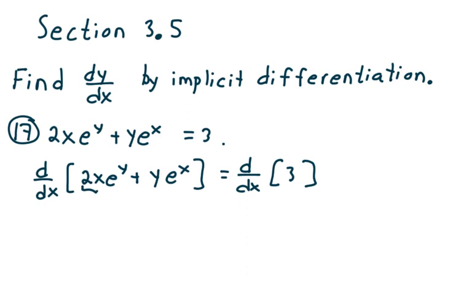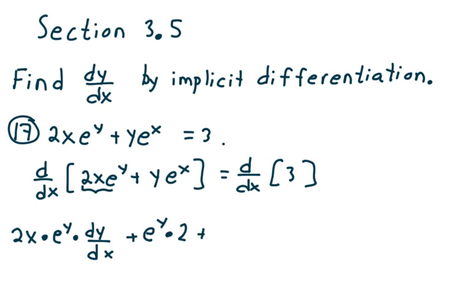To differentiate the first term, we need to apply the product rule. I'm going to write the first function, which is 2x, and take the derivative of e^y with respect to x. By the chain rule, I get e^y times dy/dx. And I'm going to go plus the second function, which is e^y, multiplied by the derivative of the first function, and the derivative of 2x is 2.